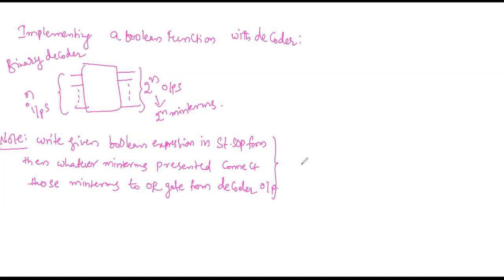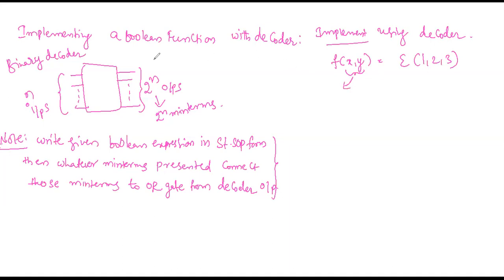Now implement the below Boolean functions using decoder. f of x comma y is equal to sigma 1, 2, 3. So this is a two variable function, nothing but input is 2, n is 2. So we have to use a 2/4 decoder.